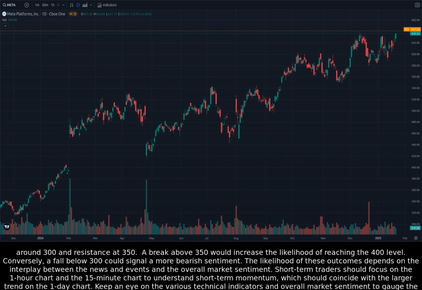Short-term traders should focus on the one-hour chart and the 15-minute chart to understand short-term momentum, which should coincide with the larger trend on the one-day chart. Keep an eye on the various technical indicators and overall market sentiment to gauge the validity of this analysis and to decide when and how to trade Meta.